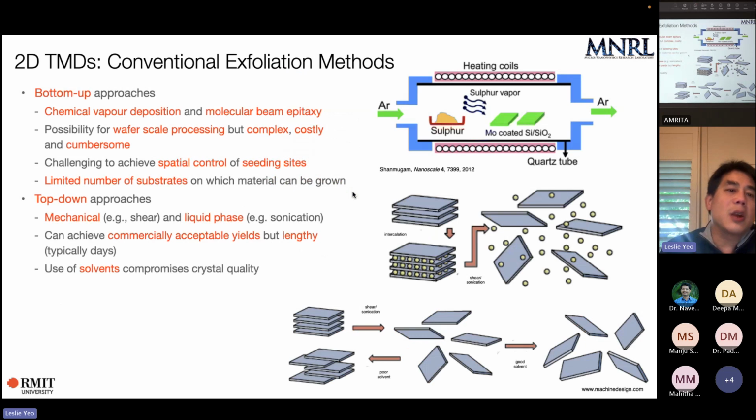And the traditional way that people exfoliate them is through either bottom-up approaches like CVD or MBE, which is very, very costly and cumbersome, wafer scale processing. There are only a few substrates you can grow the material on. So most people do exfoliation through mechanical shear, through sonication, right?